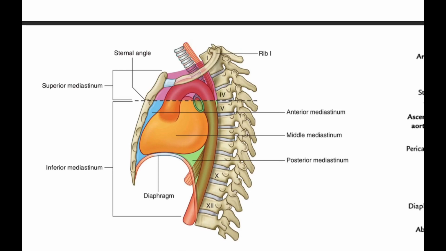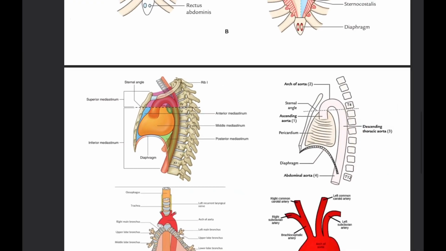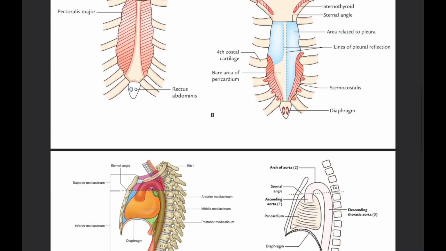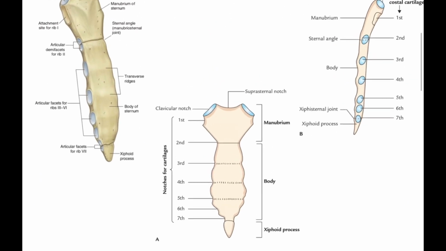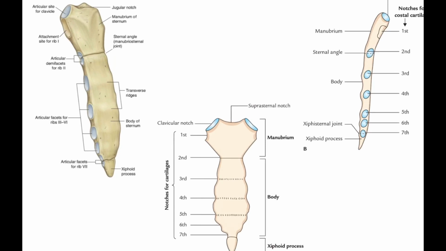The upper border of the manubrium sterni is thick and rounded. It presents a notch called the suprasternal notch, also known as the jugular notch. Here you can see a notch. The word notch means a depressed area on the edge of a bone. This suprasternal notch is located on the superior side of the sternum, so it is known as the suprasternal notch, also known as the jugular notch.